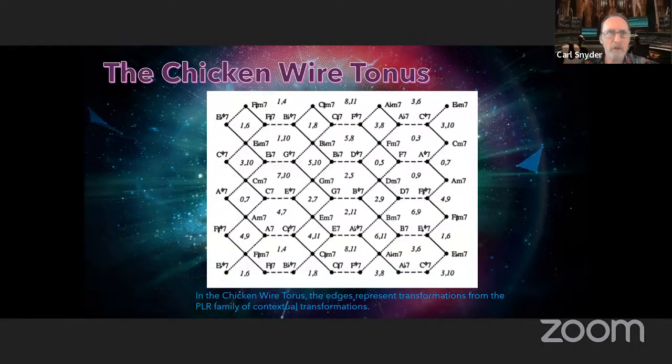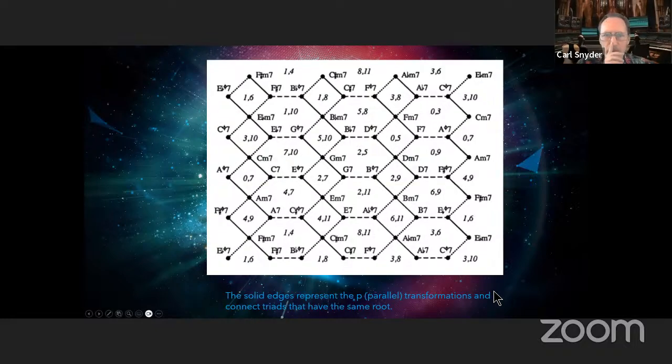The chicken wire torus. In the chicken wire torus, the edges represent transformations from the PLR family of contextual transformations. So now we can see a few more different shapes, such a bunch of triangles. We have a 1, 2, 3, 4, 5, 6 hexatonic. And we have those little cubes. And it's just really expanding. So you might want to put your tinfoil hats on because your brains could explode anytime now.